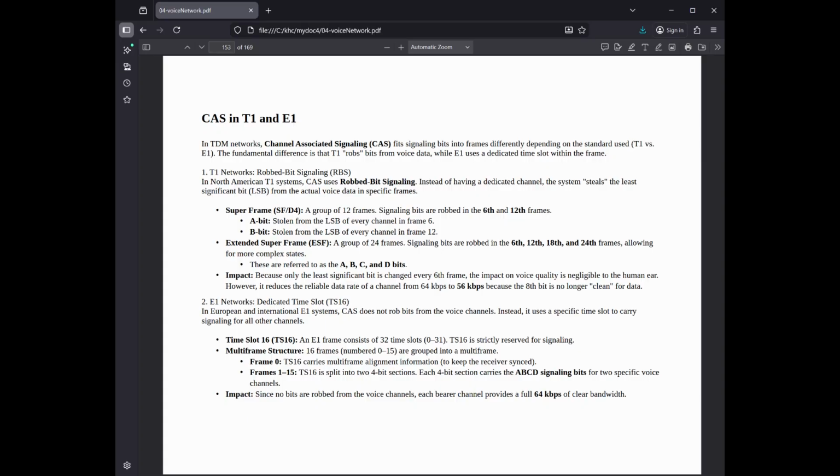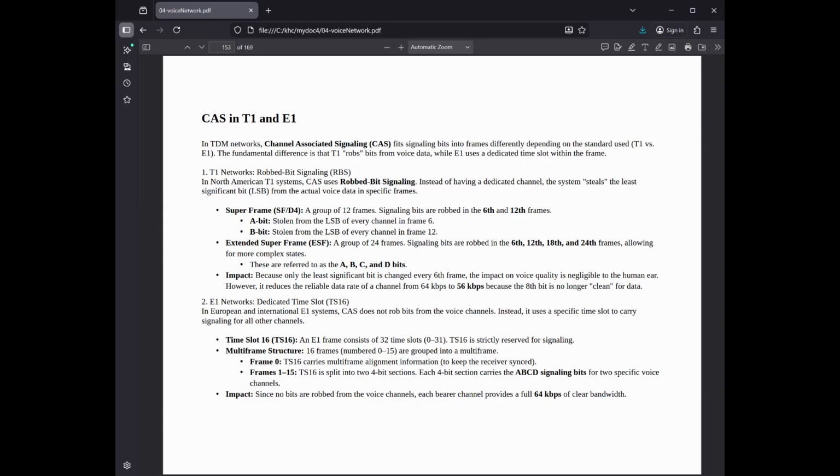These are referred to as the A, B, C, and D bits. Impact: because only the least significant bit is changed every sixth frame, the impact on voice quality is negligible to the human ear. However, it reduces the reliable data rate of a channel from 64 kbps to 56 kbps because the eighth bit is no longer clean for data.